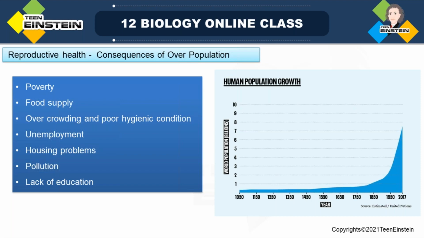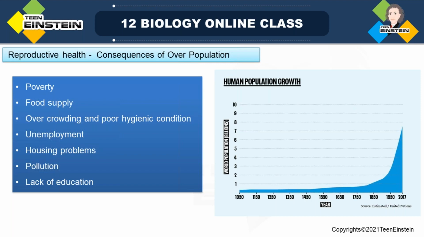Then housing problems. There will be a housing problem, because more number of people means they require more houses and more space. Along with the overpopulation, our land area is not increasing. So that is also a major issue. Then overpopulation will create pollution, because more number of people means the amount of waste generated also will increase. So that will create pollution.